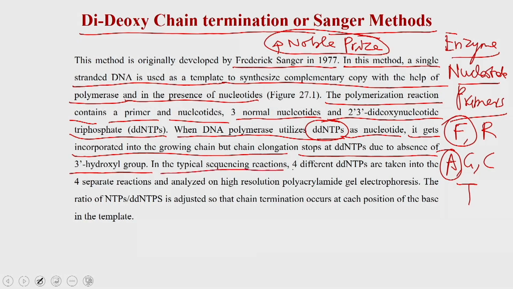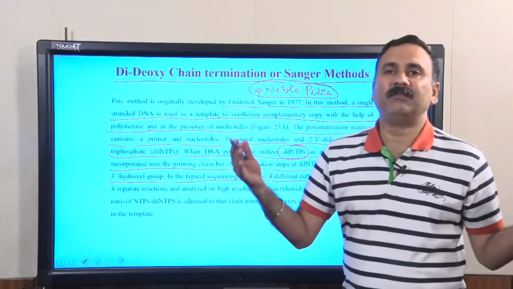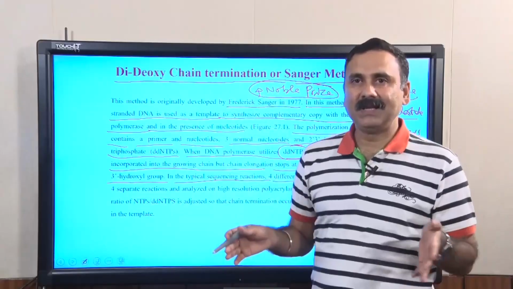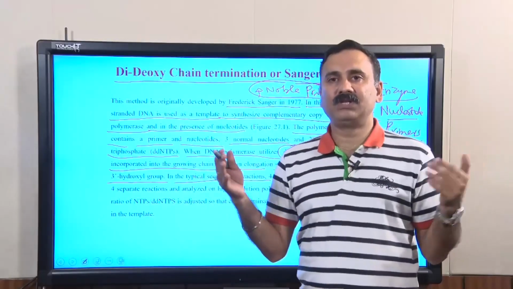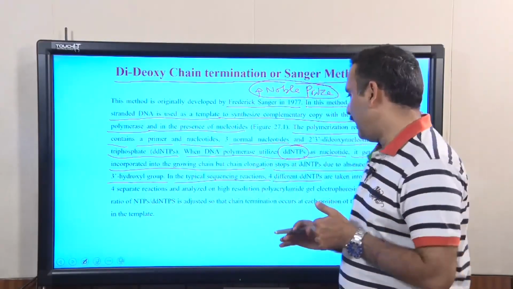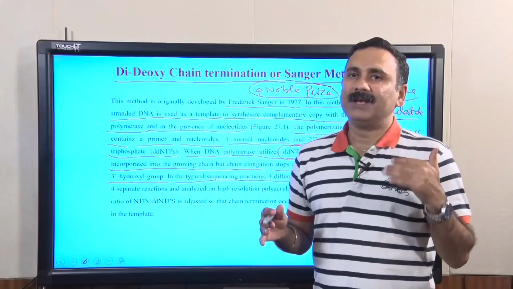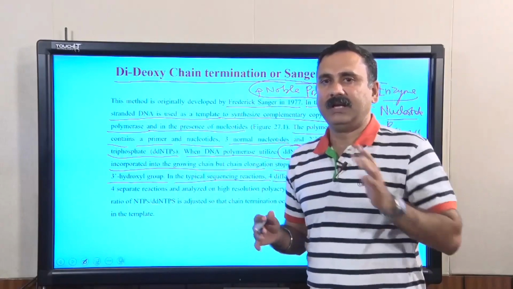In the typical sequencing reaction, you use 4 different types of dideoxynucleotides, which means you are going to do 4 reactions, one for adenine, one for guanine, one for cytosine and one for thymine. Then you run these 4 separate reactions onto high resolution electrophoresis gels, analyze them, and once you interpret these, you will be able to get the sequence of that particular DNA.